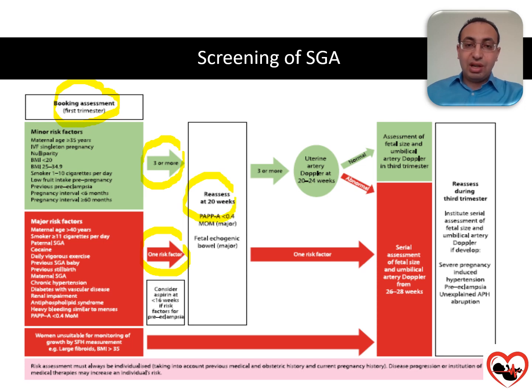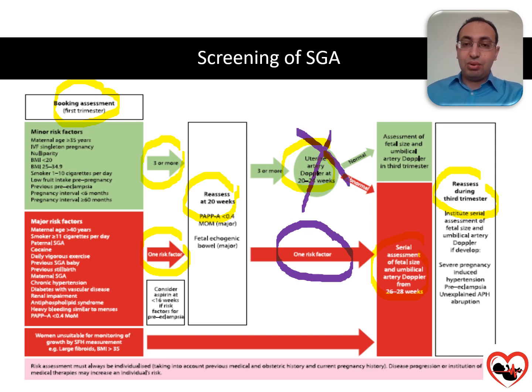You do your reassessment again at 20 weeks. If you find 3 or more risk factors, you're going to proceed with uterine artery Doppler. If normal, then you're going to see your patient at the third trimester. If abnormal, then you're going to proceed with the serial assessment of fetal size and umbilical artery Doppler from 26 to 28 weeks. If you find that there is 1 major risk factor, then you're going to skip the uterine artery Doppler and proceed to serial assessment of fetal size and umbilical artery Doppler from 26 to 28 weeks.